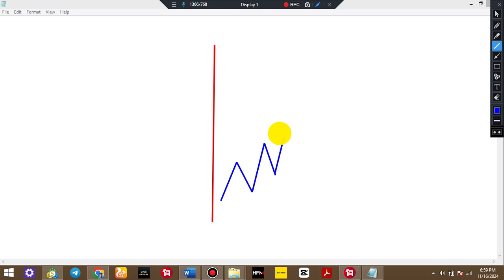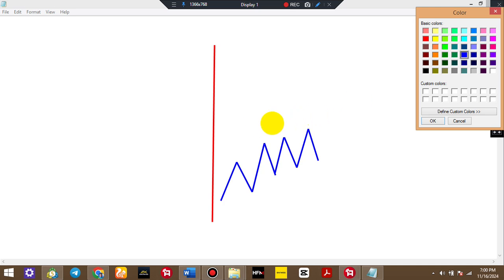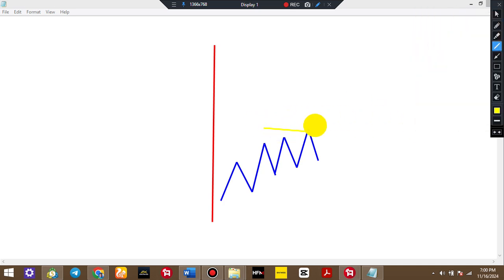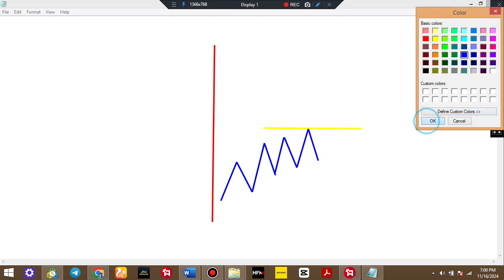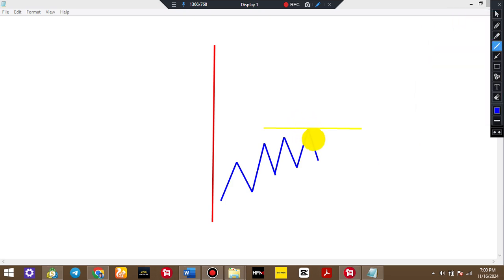Then around 10, this was the highest point price got to in the Asian session, right? So price started dropping all the way down. This was the highest point price got to in the Asian session. So price started dropping down like this. Then break structure here.